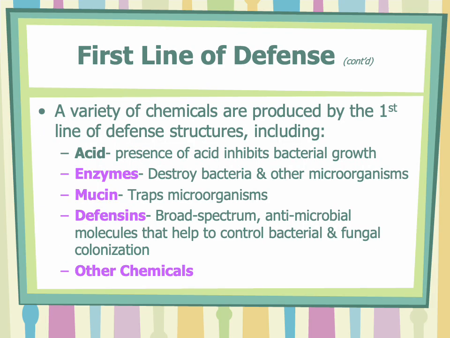All right, so continuing with the first line of defense, there are a lot of chemicals that are part of it, like the presence of acid that inhibits bacterial growth. Think about the vagina, think about the stomach. There are enzymes also, for example in the saliva or in other places, that destroy bacteria and other microorganisms. Then we have the mucin, aka mucus, that's going to trap microorganisms. Then the defensins, which are proteins, broad spectrum antimicrobial molecules that help control bacterial and fungal colonization, and other chemicals that are present in our bodies.